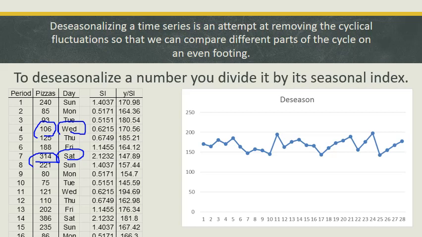But we can compare the deseasonalized numbers because this takes away the weekly cycle and puts them on an even playing field. Looking at these numbers, we can see that the restaurant is performing better on Wednesday than on Saturday. So although 106 pales in comparison to 314, 106 is actually pretty good for a Wednesday, and 314 is not that great for a Saturday. The deseasonalized numbers give us a way to compare different days of the week fairly.